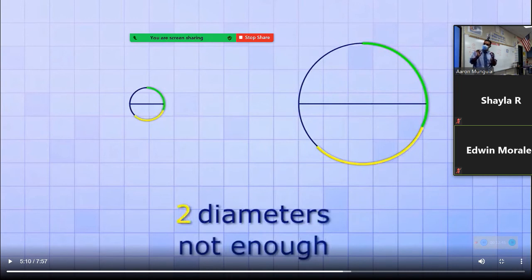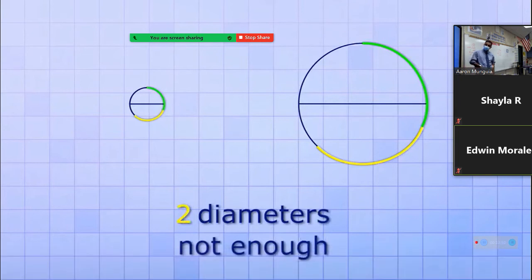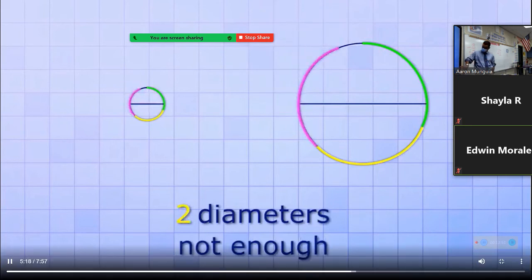Now we have two. The first one's in green, the second one's in yellow. Still isn't enough to go all the way around. It looks like we're going to need a third diameter and keep going. Oh, so close. The third one's in purple. But look, it didn't completely wrap around the circle. There's a little part left over. Guess how much that part is? 0.14. So this little part that's left over is 0.14 of a diameter.